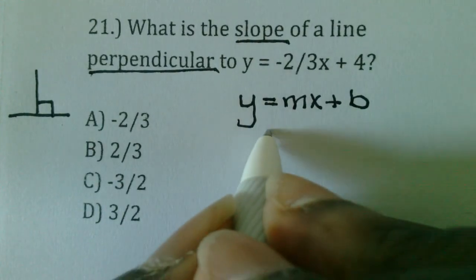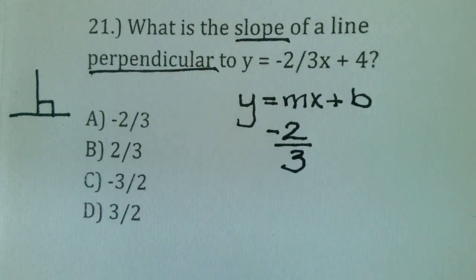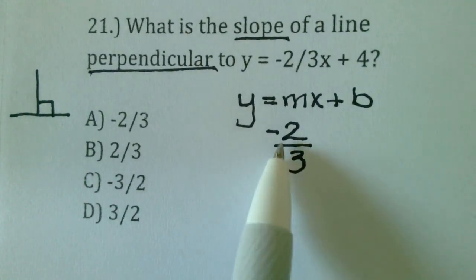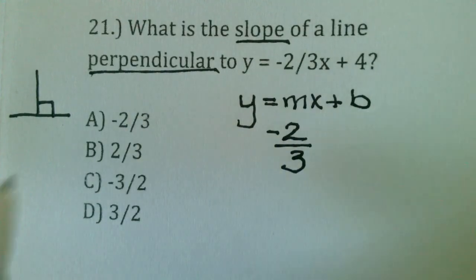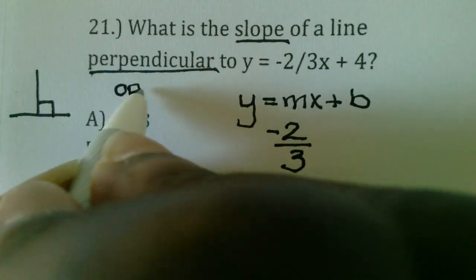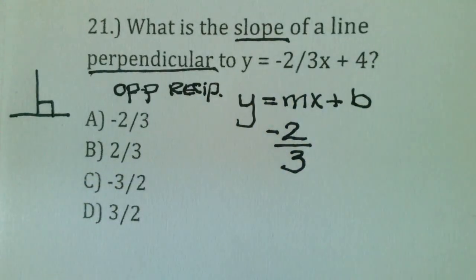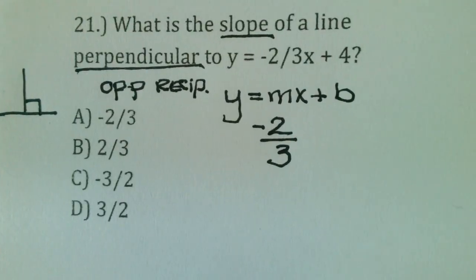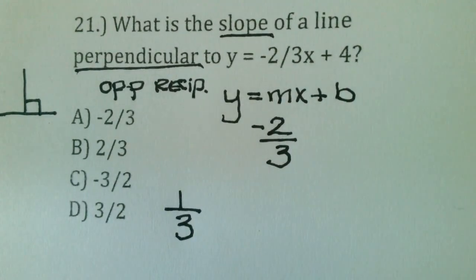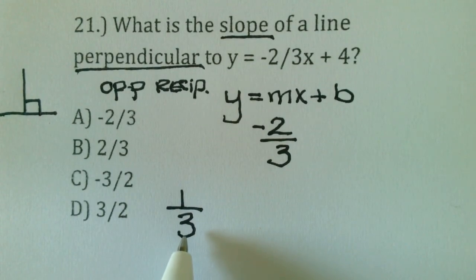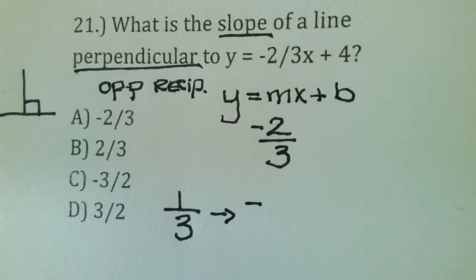So my slope in this case is negative 2/3, and that's going to be important. When slopes are perpendicular, they have what's called the opposite reciprocal. So if I had a slope that was a positive 1/3, the opposite would be negative, but not negative 1/3.